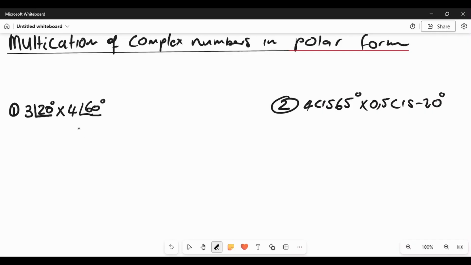All right, guys. So for the multiplication of complex numbers in polar form, there are certain things that you need to know before we solve this. Let me just give you a pre-knowledge before we solve these two problems.